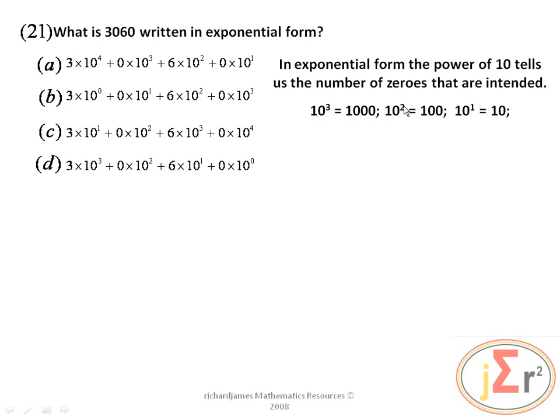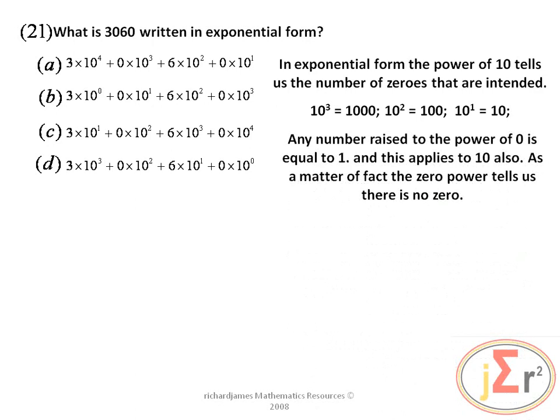10 to the power of 2, 2 zeros, 100. 10 to the power of 1, 1 zero, 10. And then we'll expect 10 to the power of 0 not to have any zero at all, so that will be 1. Any number raised to the power of 0 is equal to 1, and this applies to 10 also. As a matter of fact, the 0 power tells us that the number will not have any zero.